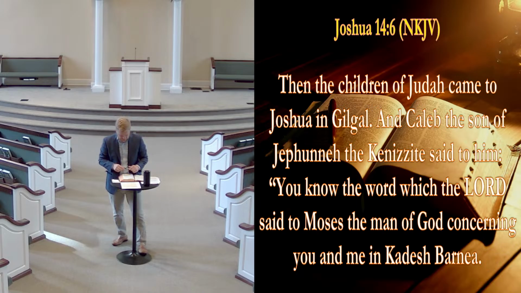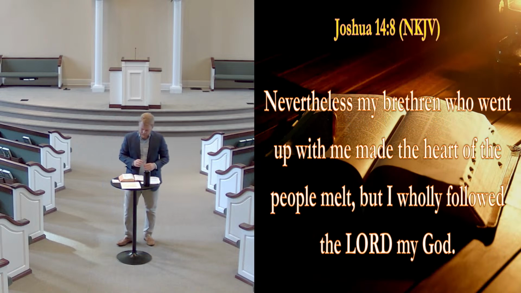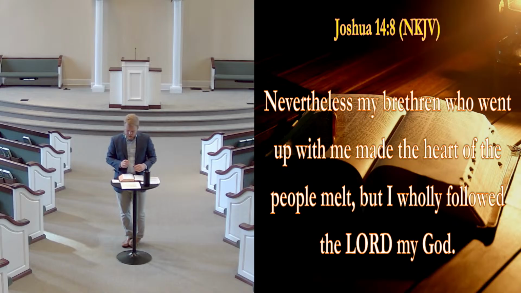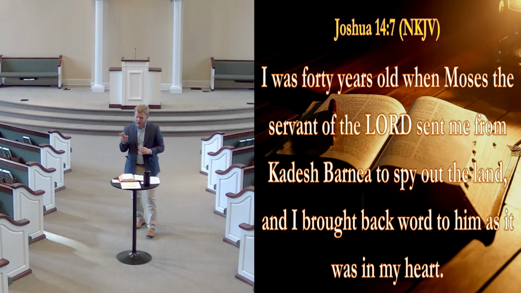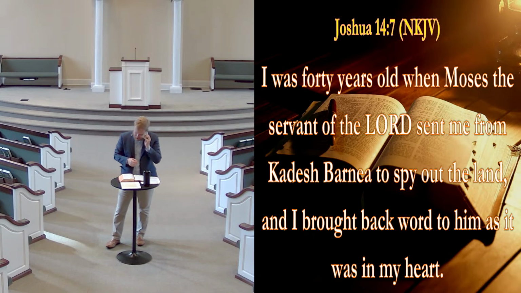Verse 7, "I was 40 years old when Moses, the servant of the Lord, sent me from Kadesh Barnea to spy out the land, and I brought back word to him as it was in my heart." So Caleb is referencing that he was 40 when he was selected by Moses to go into the land to spy it out. Again, that's Numbers 13, 14, 15. So that's Numbers 13 when they spied out the land. But Caleb gives us an interesting detail that he was 40 years old when Moses sent him to spy out the land.